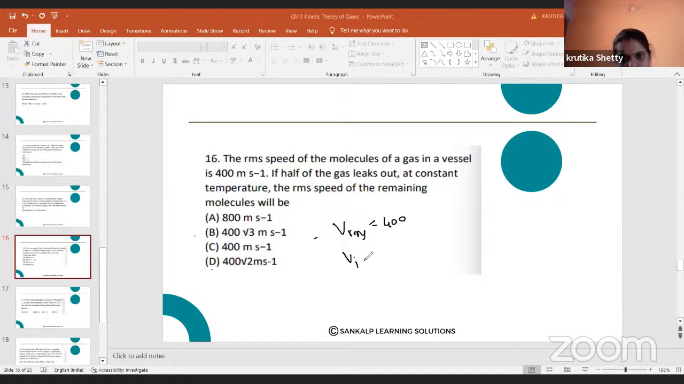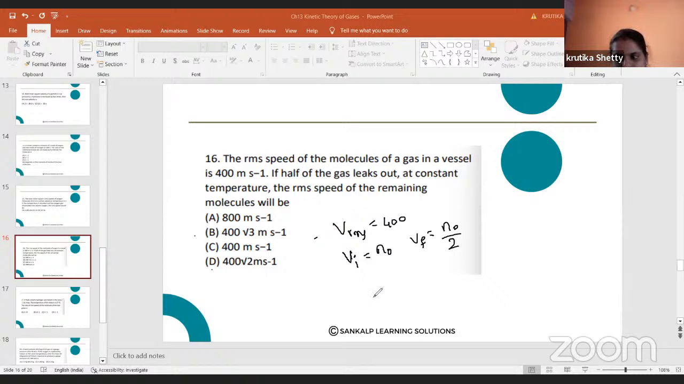So initially, whatever the volume is there, it is leaking out. Therefore, the initial volume, if I take it as N naught, and the final volume when it leaks out, they are saying is half. Therefore, we can consider this as N naught upon 2, right?